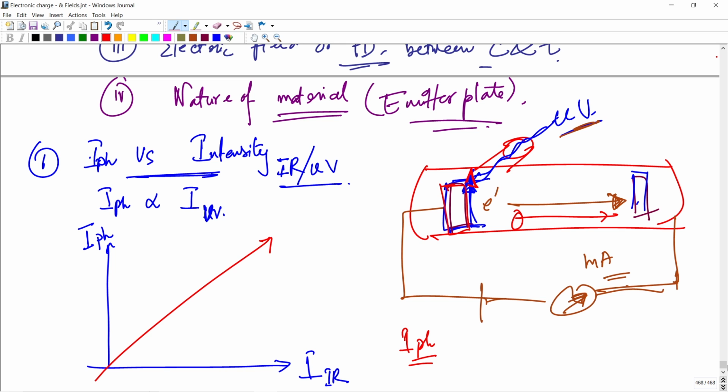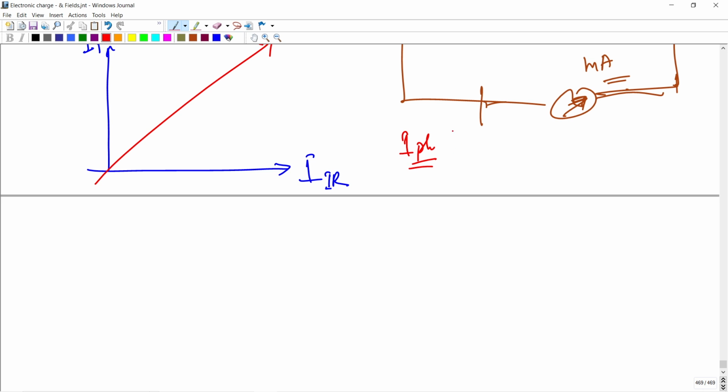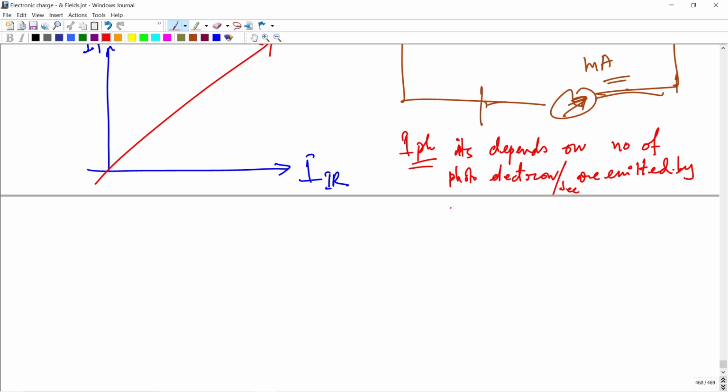So here the photocurrent depends on the number of photoelectrons emitted per second by the emitter plate. So the photoelectron is very important. The number of photoelectrons emitted per second is what matters.